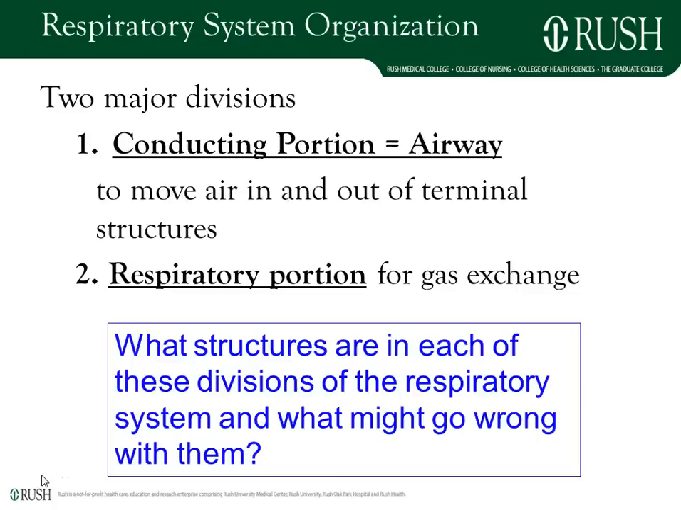Let's go back to those two major divisions of the respiratory system. The conducting portion is the airways, which function to move air in and out of the structures. The respiratory portion is where the actual gas exchange occurs. So what substructures are in each of these two major divisions of the respiratory system, and what might go wrong with them that would lead to clinical issues?